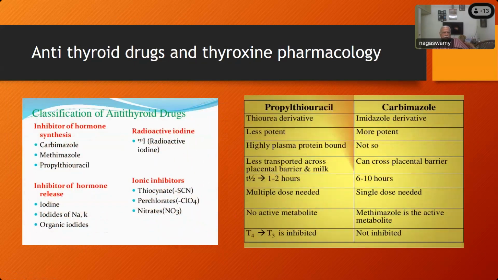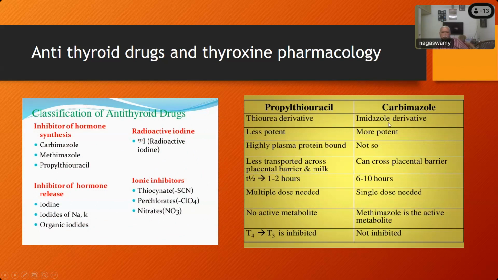Classification of anti-thyroid drugs: drugs which inhibit hormone synthesis, like carbimazole, methimazole, or propylthiouracil; inhibition of hormone release by iodine and iodides; and radioactive iodine to destroy the follicle cells so that the secretion is decreased. And ionic inhibitors are thiocyanate, perchlorate, and nitrates, which are not commonly used nowadays.